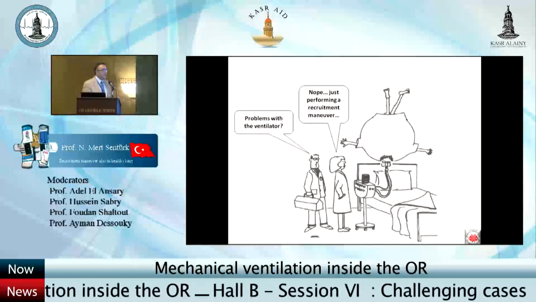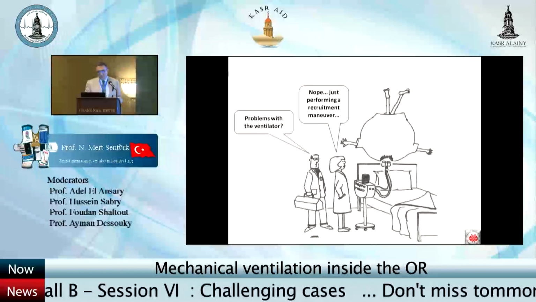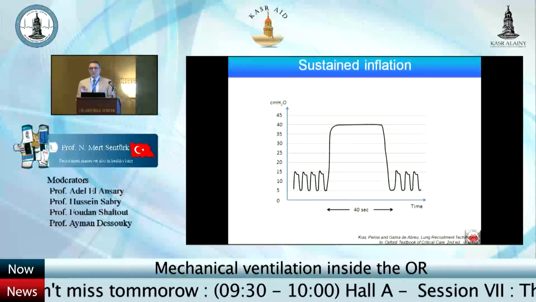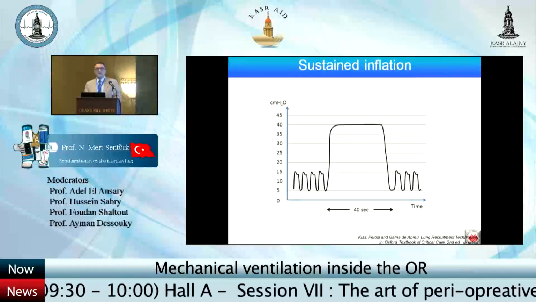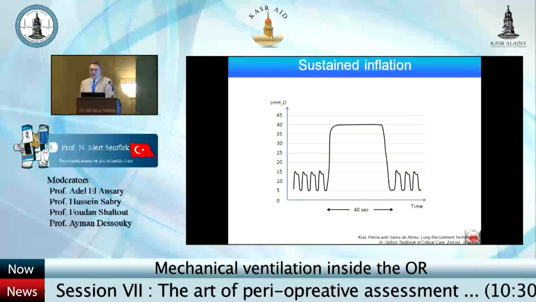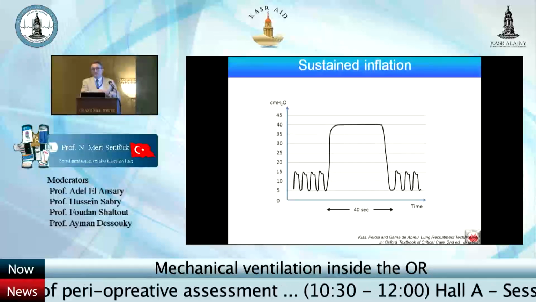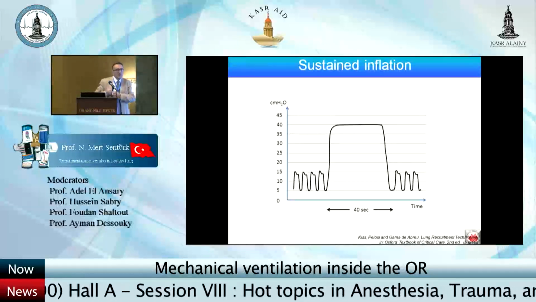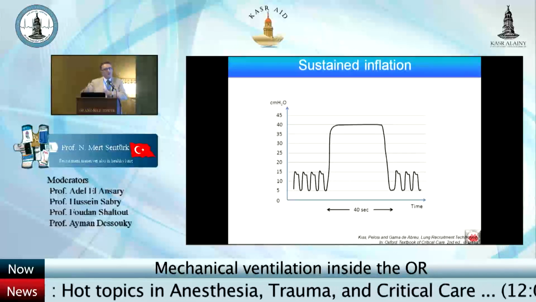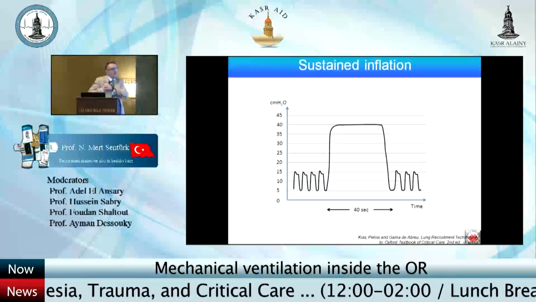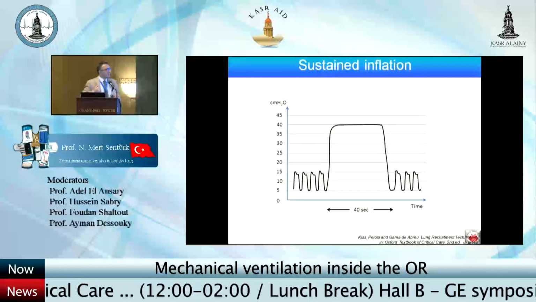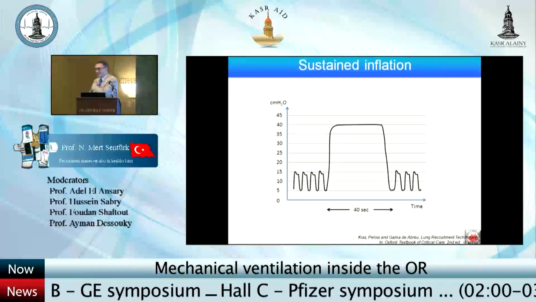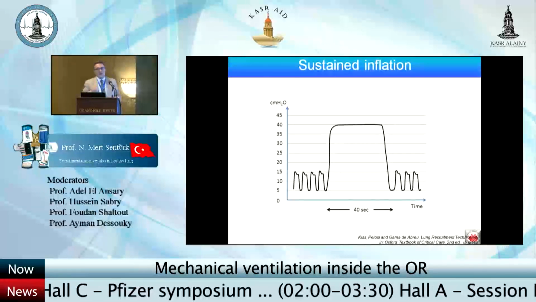But recruitment maneuver can be harmful too. How can I make a recruitment maneuver? There are different ways to make a recruitment maneuver. The easiest, very simple way, is to make a sustained inflation. You can make it even without a ventilator. Just take it manually, close your valve, take the balloon into your hand, and keep it for, let's say, 40 seconds at 40 centimeters of water, just like Bendixen has done it some 60 years ago.